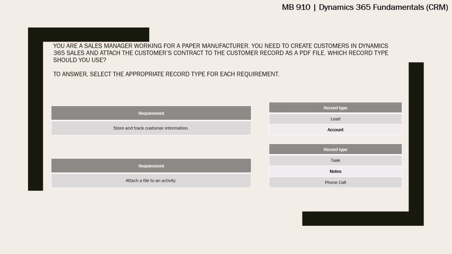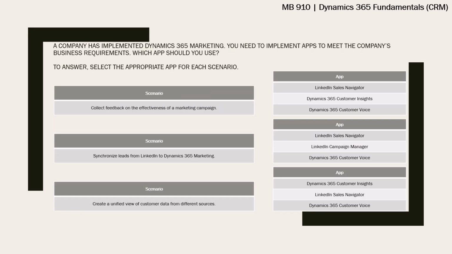A company has implemented Dynamics 365 Marketing. You need to implement apps to meet the company's business requirements. Which app should you use? Answer. Select the appropriate app for each scenario.